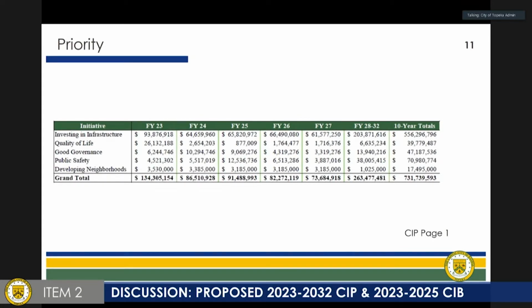The 5 priorities that the council has previously approved: investing in infrastructure, quality of life, good governance, public safety, and developing neighborhoods. You'll see on your screen now, which is also on CIP page 1. CIP page 1 breaks down those requests by dollar amount for each one of those initiatives.